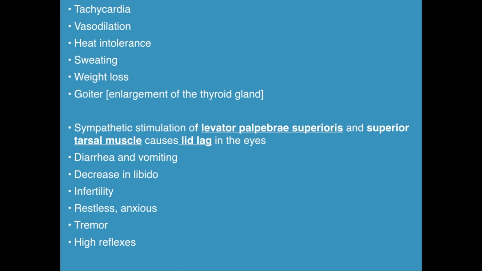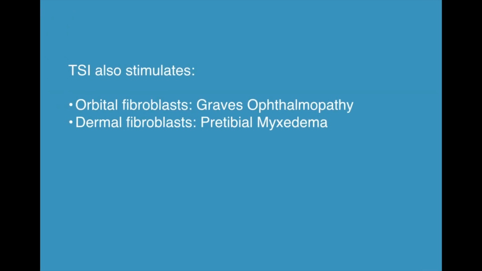What makes Graves' disease unique is the following: pretibial myxedema and Graves' ophthalmopathy. Pretibial myxedema is the swelling of legs below the knee. Graves' ophthalmopathy involves exophthalmos and lid lag. Both of these are caused by fibroblast stimulation by the thyroid stimulating immunoglobulin in the dermis and orbital tissue, respectively.